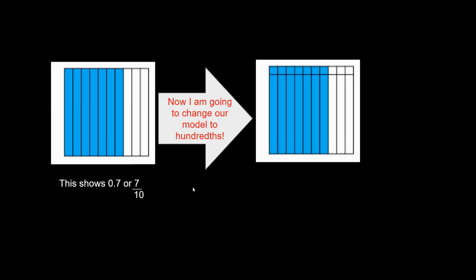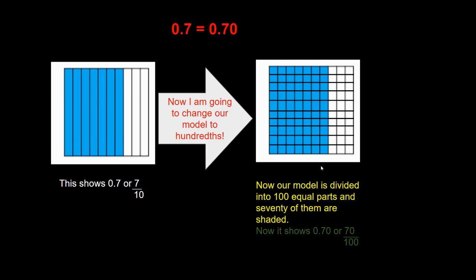Let me show you how that works. So here's our model of 7 tenths. Let's change it into hundredths. So I'm going to divide this into 100 equal parts. So now 70 hundredths are shaded in. Notice they're the same amount, 7 tenths and 70 hundredths, we just read them differently.